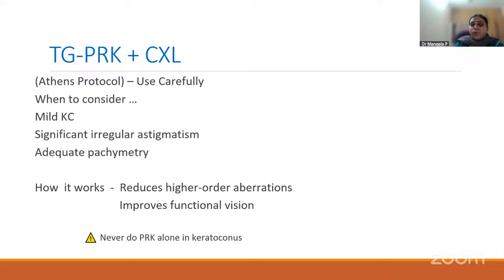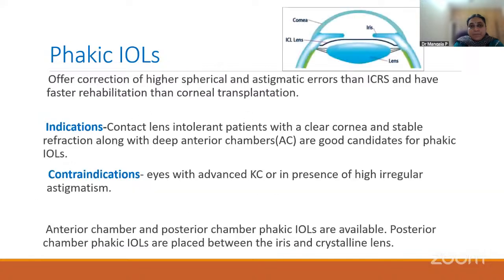Here also, we are not going to aim for 6/6 clear vision, and you should not do PRK alone in keratoconus, always pair it with collagen cross-linking. Next is the phakic IOLs. The indications are contact lens intolerant patients with clear cornea, stable refraction, and a deep anterior chamber; they are good candidates for phakic IOLs.